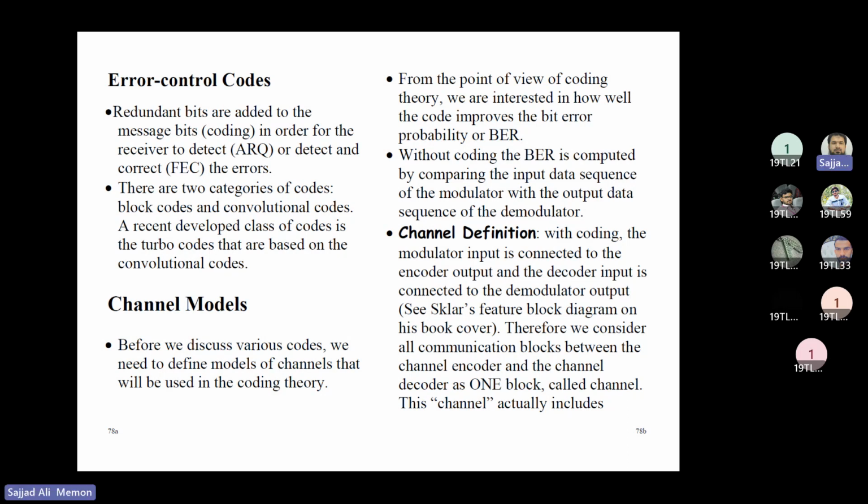So there are two categories of codes, of course, block codes and convolutional codes. A recently developed class of codes is the turbo codes that are based on the convolutional codes.